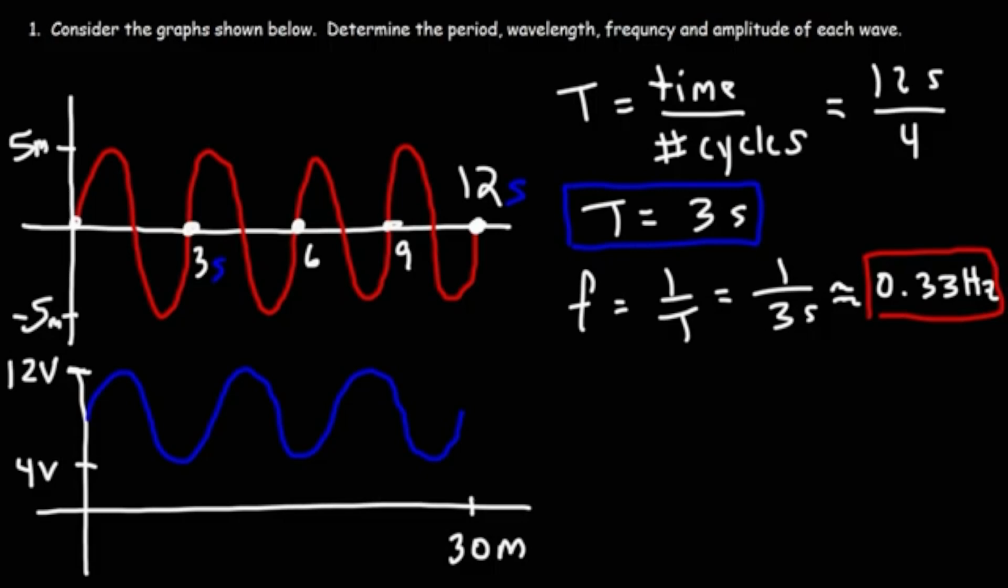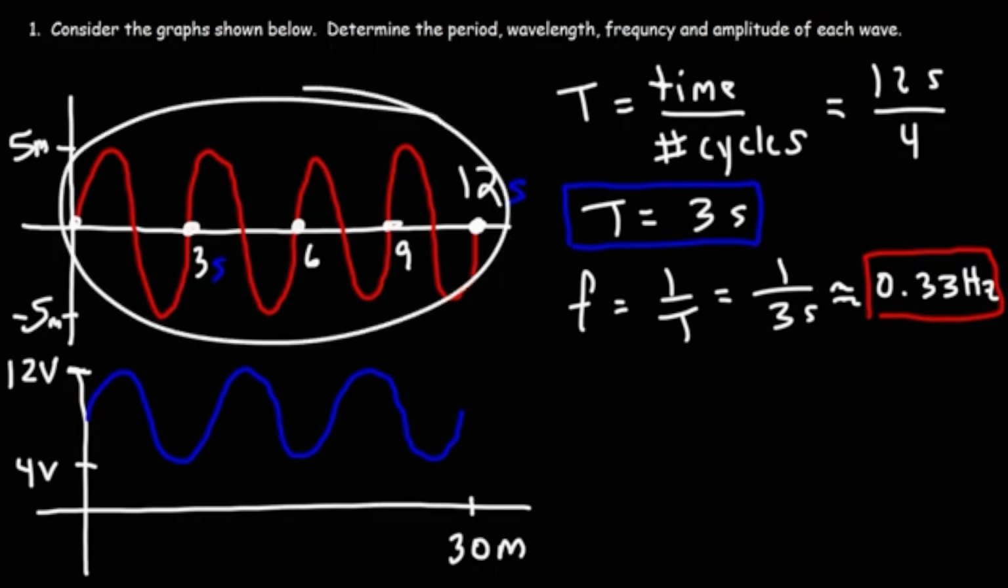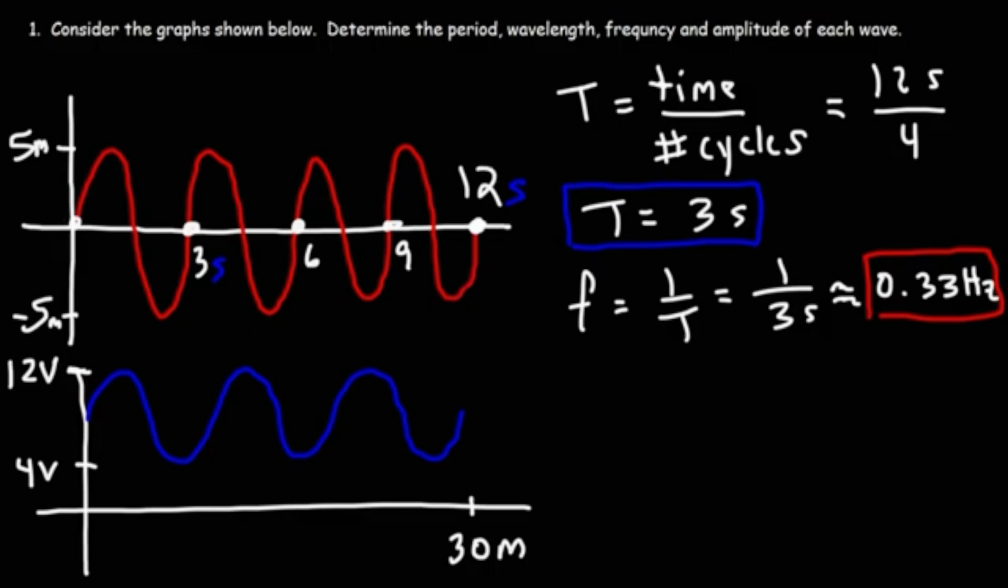Now, let's talk about the amplitude. We can't find a wavelength for this particular wave because we just don't have the information. In this particular wave, the red wave, we have time on the x-axis, meters or displacement on the y-axis. When you see units like meters or feet on the y-axis, that means it's a displacement wave. You're measuring displacement with time. So we can't find the wavelength for that, but we can find the amplitude.